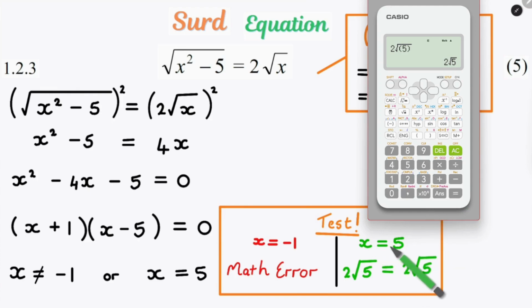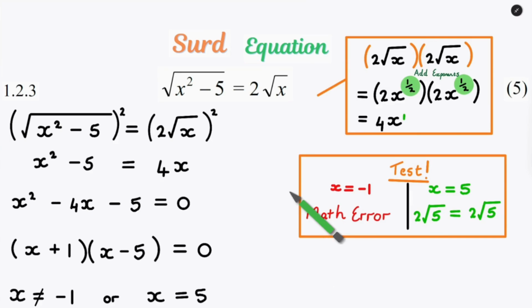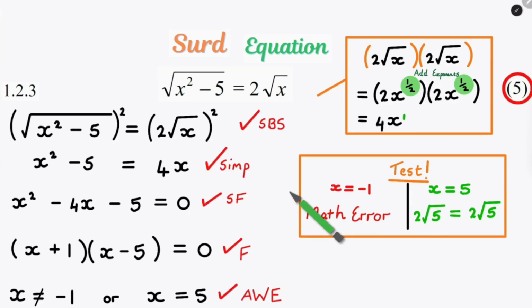So when I test x equals 5, it gives me the same thing on the left hand side and the right hand side, so that's working. We leave it as is and we're officially done with the question now. The 5 marks in this question come from every single step over here.